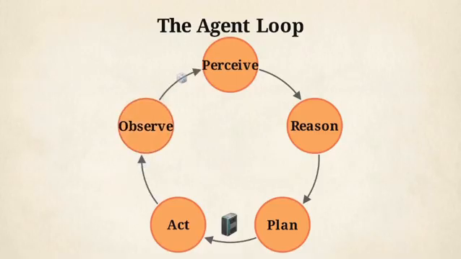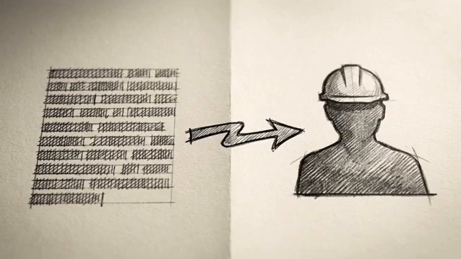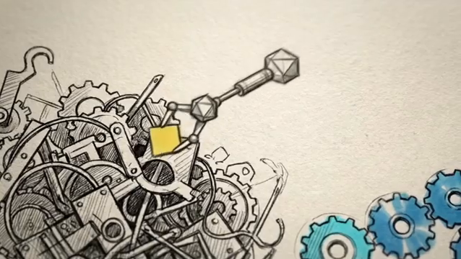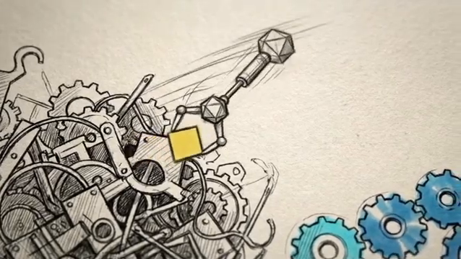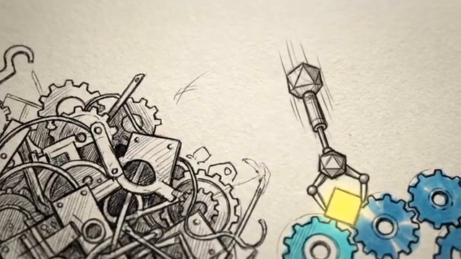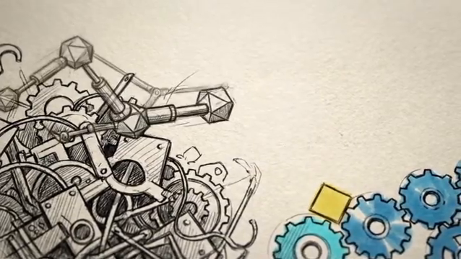That observation becomes the new input. The agent reads the result, figures out what information it still needs, and repeats the cycle until the objective is reached. By chaining these steps together, you turn a passive text generator into an active digital worker. It can break down a messy, multi-step problem and solve it piece by piece.